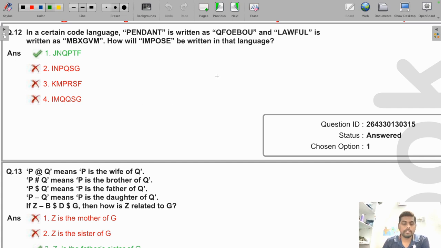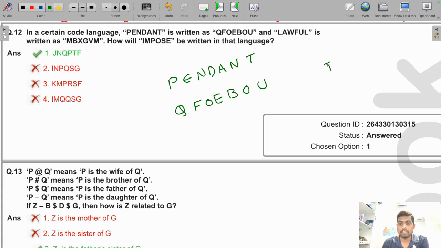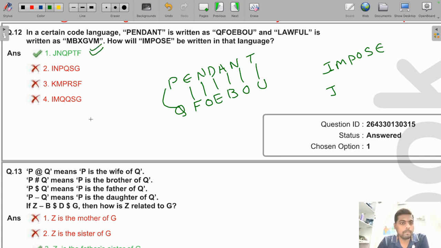Let us see the next question, guys. They mentioned that for pendant it was written as Q F O E B O U. They are asking for impose. If you observe here, after P the next letter is Q, after E F, after N O, after D E, after A B, after N O, after T U. So it will be an easy question, guys. After I it will be J. Only one option is there, so no need to solve the entire question.